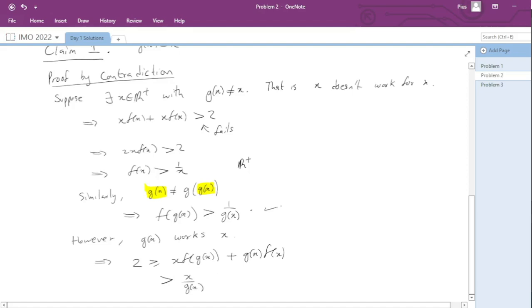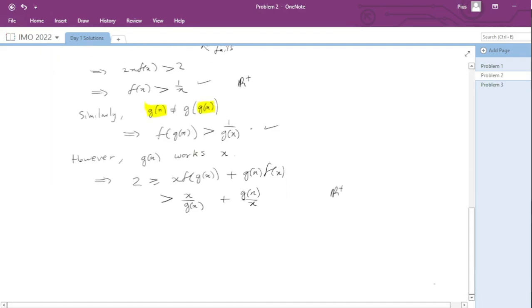Okay, so we add g of x over x. This is all nice because we're working with positive numbers, and now we can use the AM-GM inequality to show this is greater than or equal to 2. So this means that 2 is strictly greater than or equal to 2, and this is, as it turns out, a contradiction. So in conclusion, we have that g of x has to be equal to x every time.